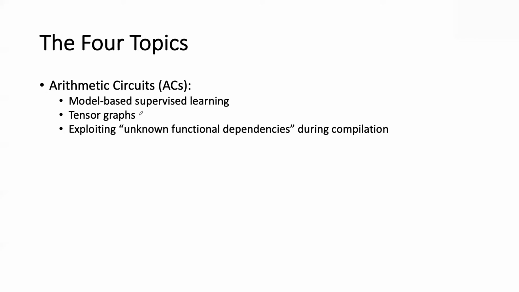And then we'll end up talking about the representation of ACs using tensor graphs, which is something that has been happening recently, very, very important practically. These are the representations that are used for neural networks, and basically it could mean orders of magnitude of difference in terms of efficiency and speed up. We'll end up talking about an important topic of how we exploit what we call unknown functional dependencies. We'll explain what that is.